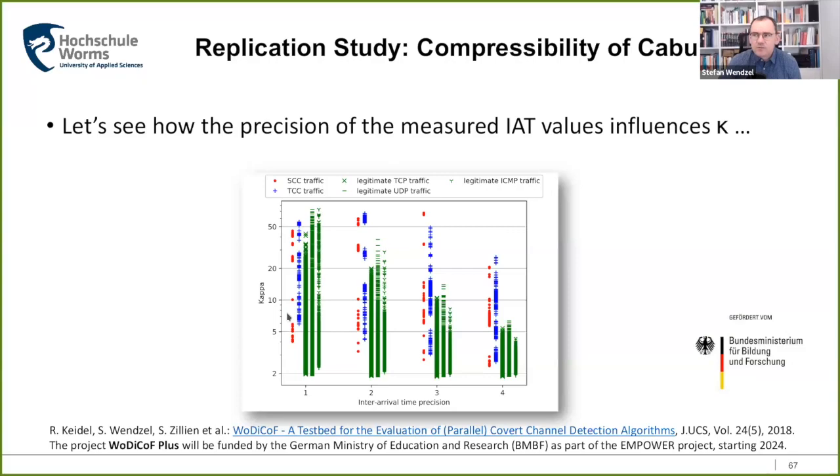And we ran several evaluations for the compressibility score, for instance, that you can see here. So legitimate traffic is the green one, and then we have different covert channel types in red and blue. And for instance, we replicated the approach with different rounding precisions. And as you can see, that already influences the compressibility score a lot, but also how well you can differentiate between covert channel and legitimate traffic and how much you have overlaps.